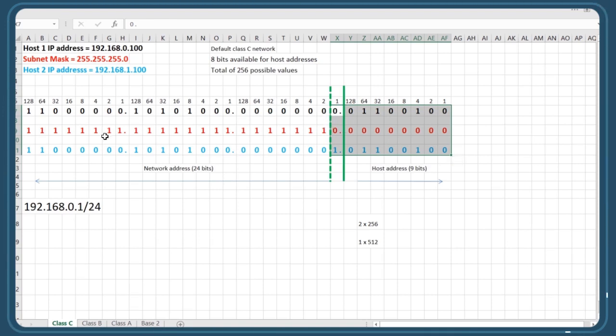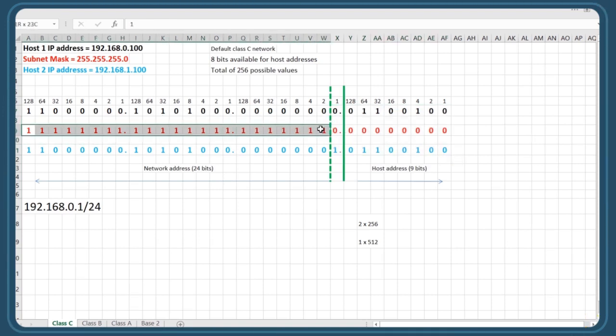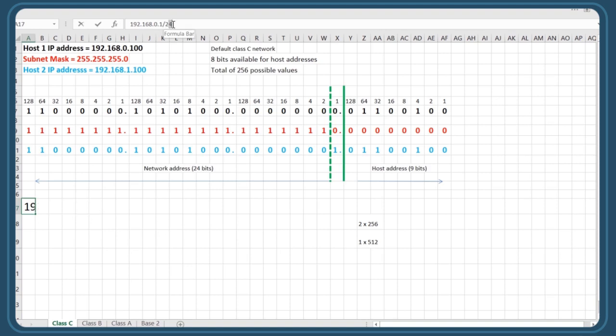The network now ends after only 23 bits. So our CIDR notation is no longer 24, it goes the other way, it goes down to 23, and our decimal notation is still 255.255, but our third octet is no longer 255. The one bit has been disabled, so the third octet value is 254.